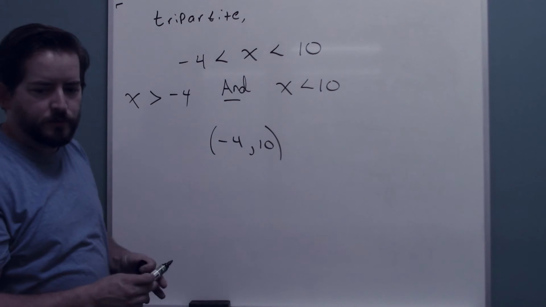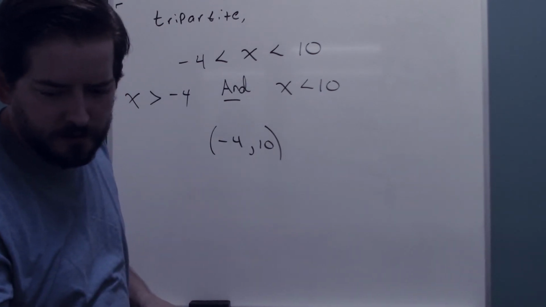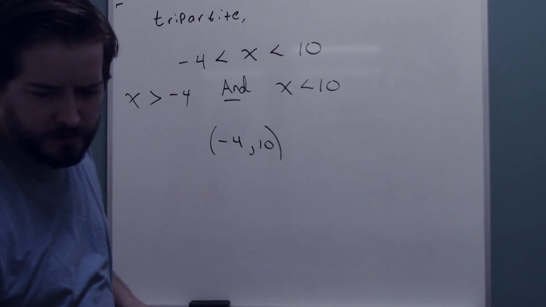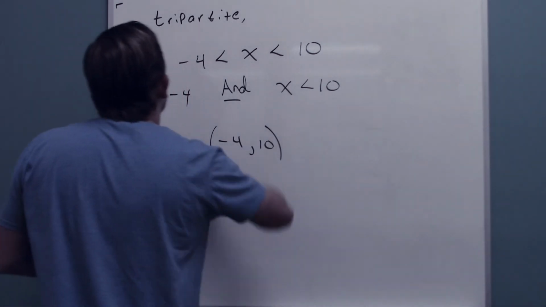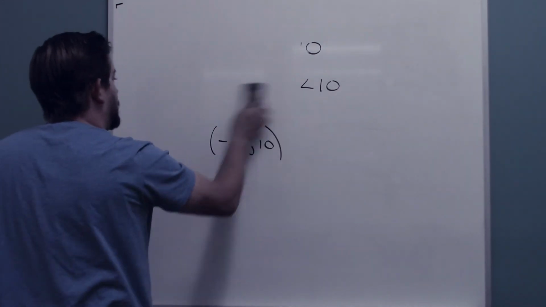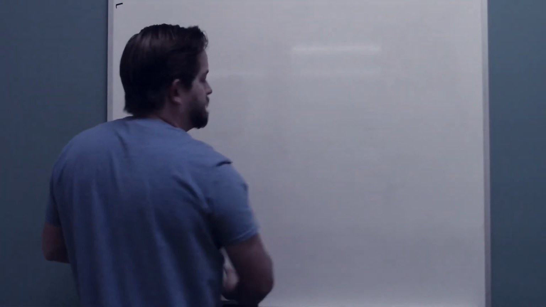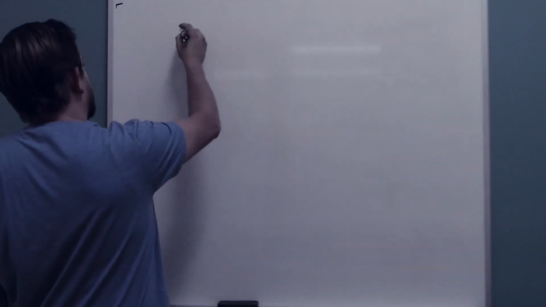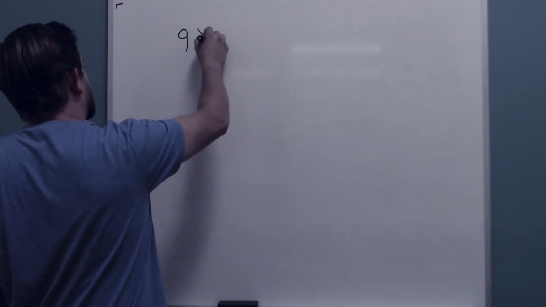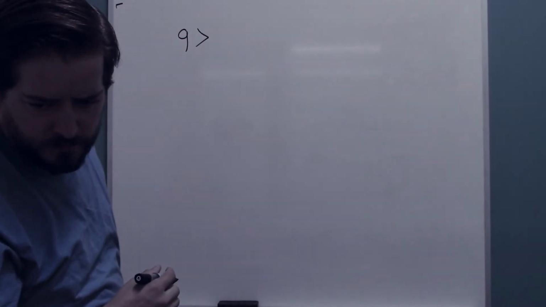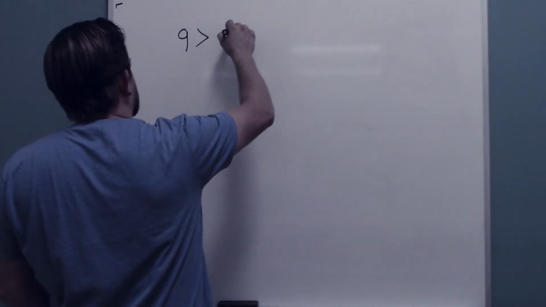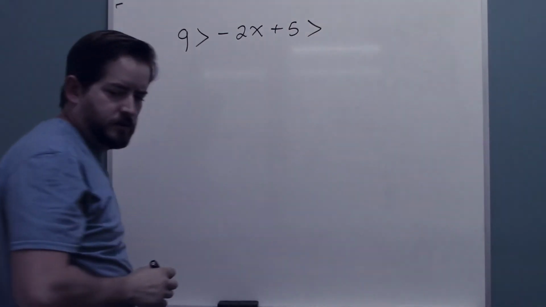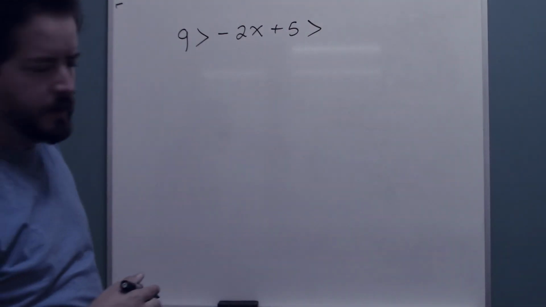let's work with one of those because they can get a little bit ugly. I think there's a good example in here. Yeah, the very last example. Says we have 9 is greater than -2x plus 5, which is in turn greater than -13.